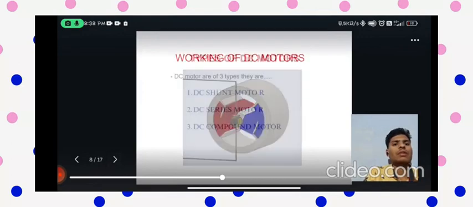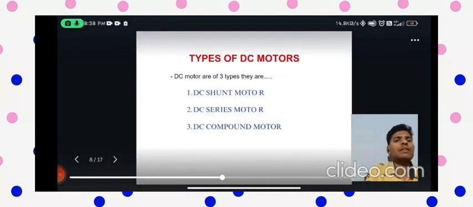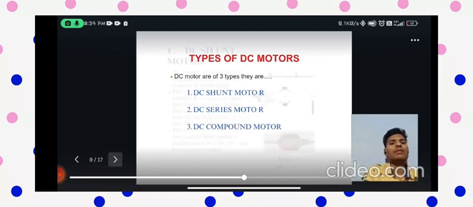Working of DC motor. Types of DC motors. DC motors are of three types. They are DC shunt motor, DC series motor, DC compound motor. First we are going to see about the DC shunt motor.